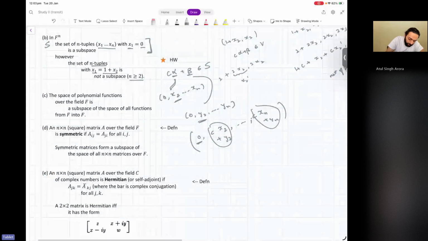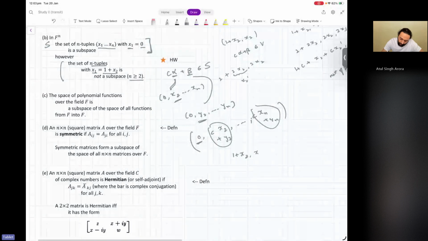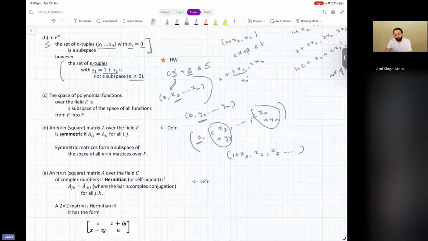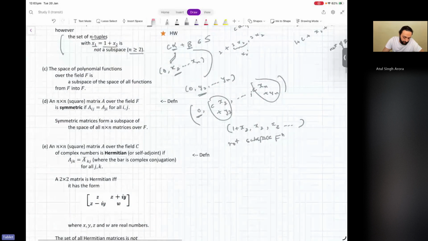And then the point is that this next n tuple, where the first entry is defined to be 1 plus x2, and then the other entries are arbitrary, this, it turns out, is not a vector space. Okay, so it's not a subspace of Fn. So this I'll leave as an exercise for you guys to look at. I'll add it in the assignment practice questions.